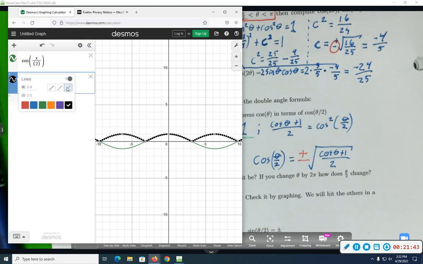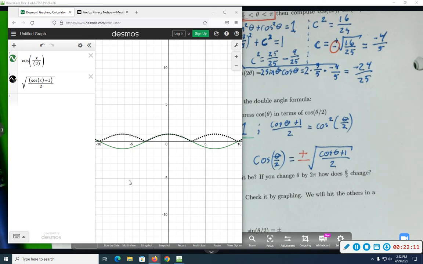Let's make that dashed. All right, the dotted black graph and the green graph, do they look like they're the exact same? Are they at worst off by a plus or minus sign? Yeah. It looks like sometimes black is exactly green, and over here it looks like black is negative green. Cool. So I think I believe the formula.